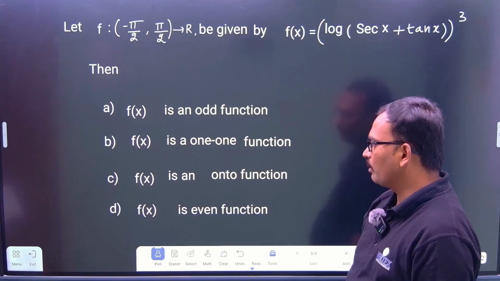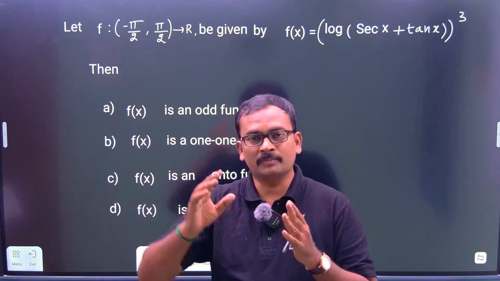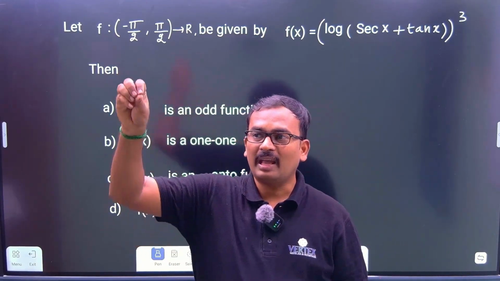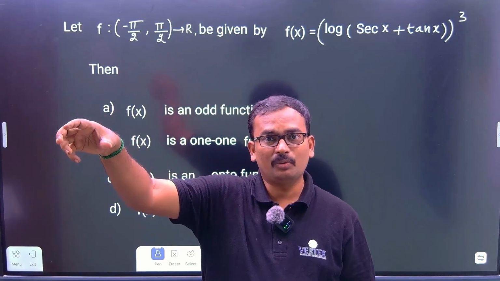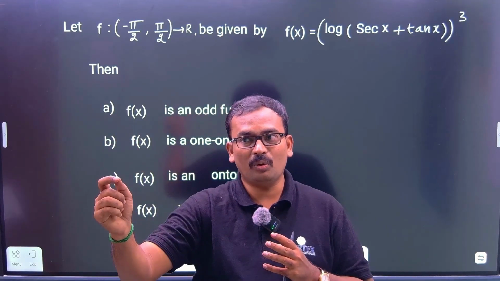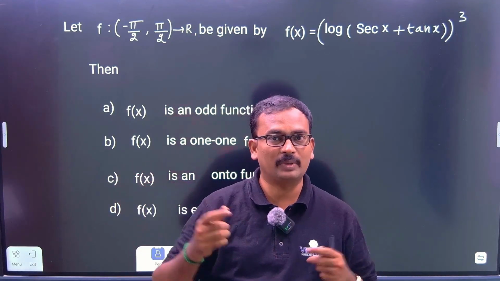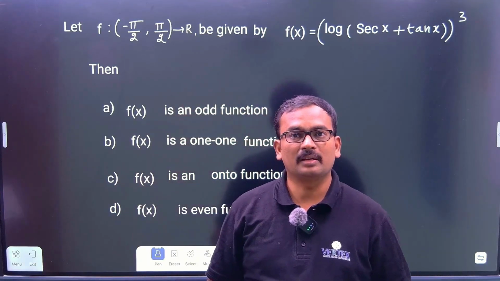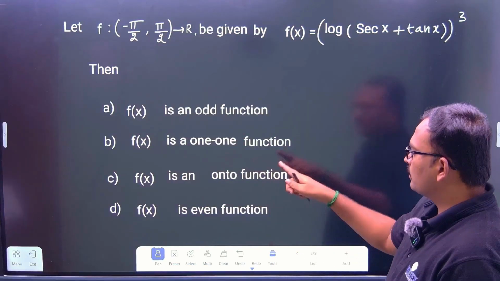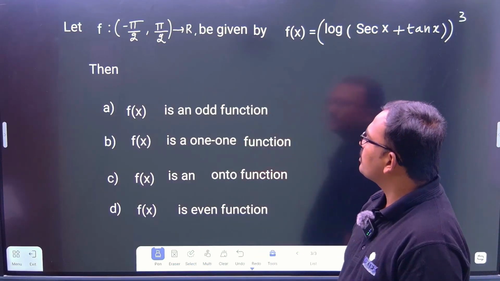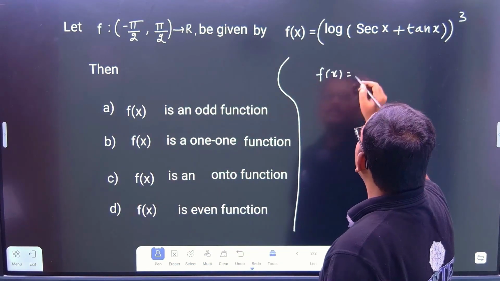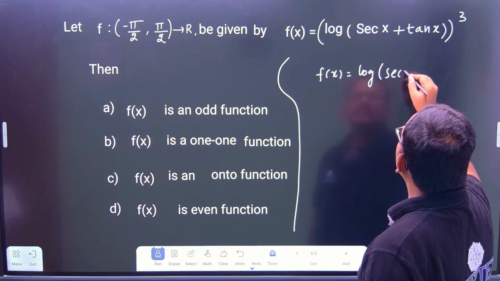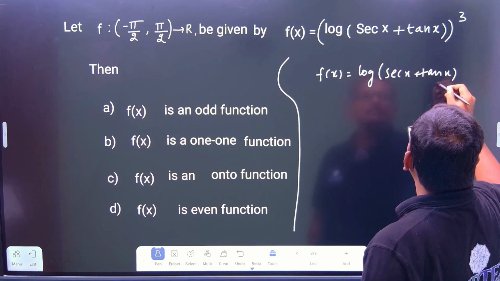We'll check it one by one. Onto function, how to check? Very simple. If you take a domain and codomain, any element picked from the codomain, you can find the pre-image. If there is an element in the codomain with no pre-image, it's not onto. That means codomain is equal to range. That is an onto function, right? For onto, we need to find the range of this function. Let us take one by one. f of x, what is given to you? Log of (secant x plus tan x) whole cube.